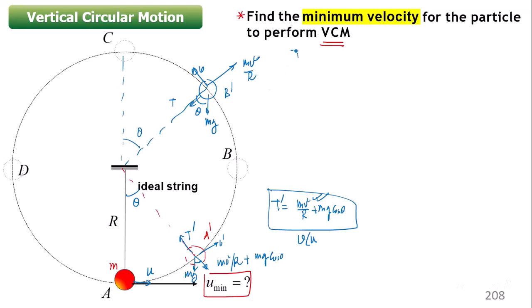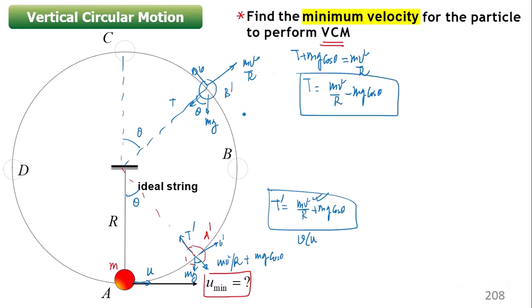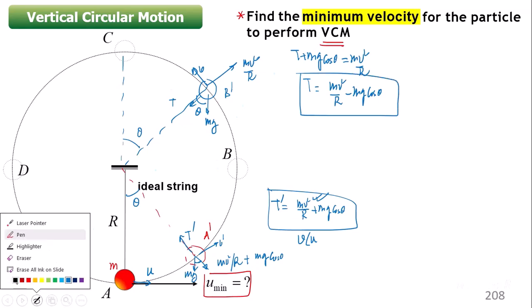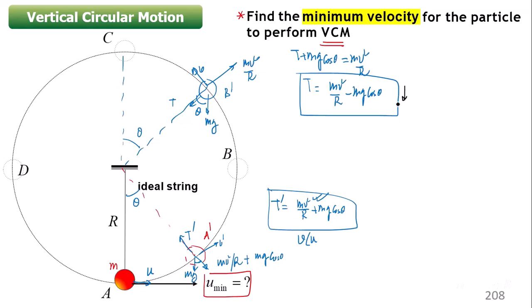So can I write T plus mg cos theta should be equal to mv square by r? That means between these 2 points, T is equal to how much? mv square by r minus mg cos theta. So I can ensure that when the particle is moving from B to C, the tension inside the string is going to be reduced. Okay, but here it is reducing, but it cannot be equal to zero.